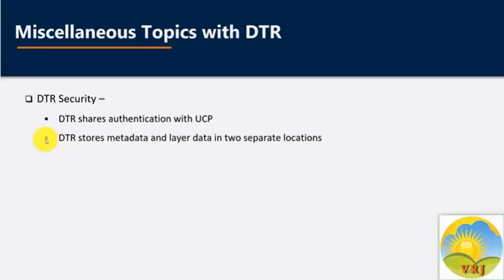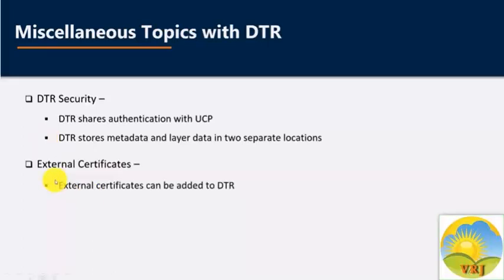DTR stores metadata and layer data in 2 separate locations. The metadata for the images is stored locally in a database that is shared between replicas, and the layer data is stored in a configurable location, which we will just see in this module only. We will cover the image signing and scanning as part of the next module.